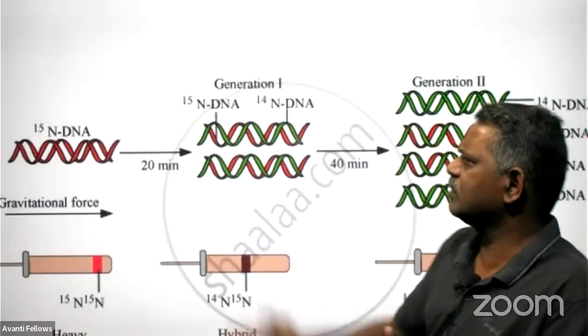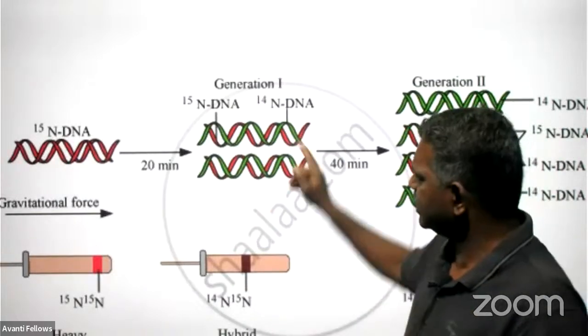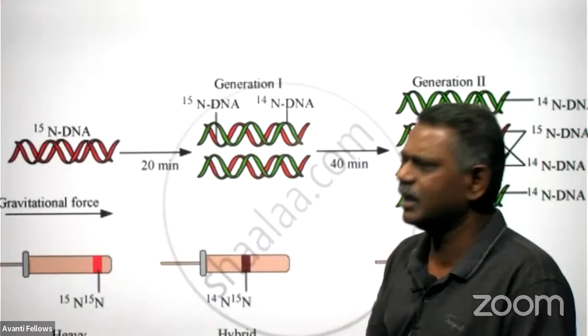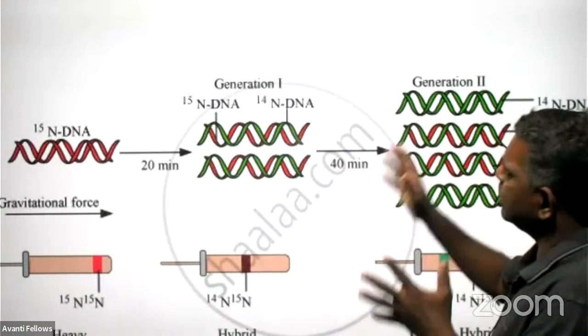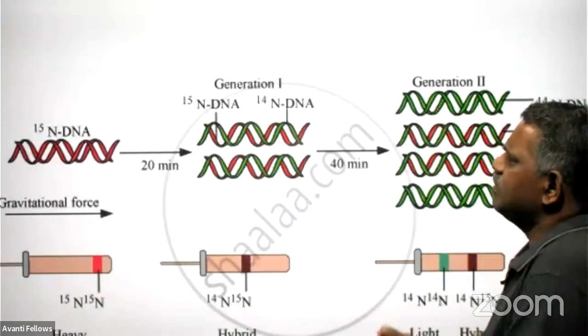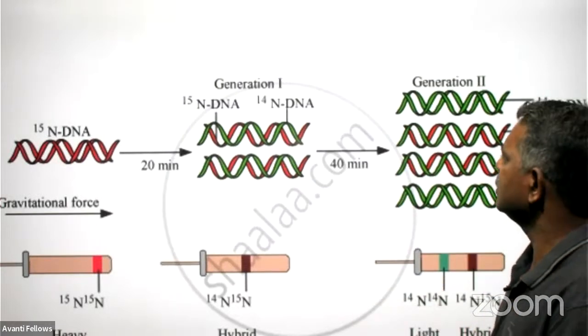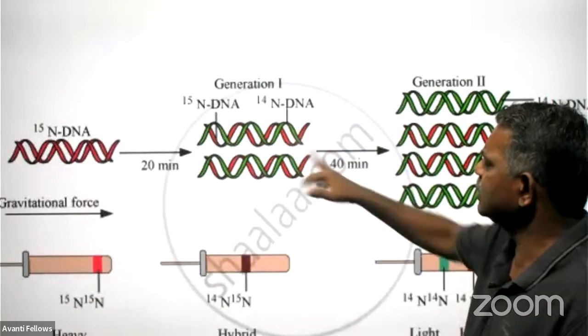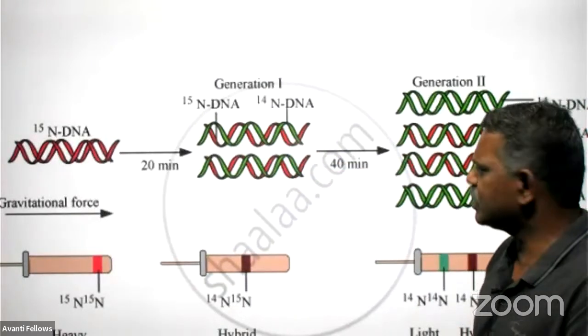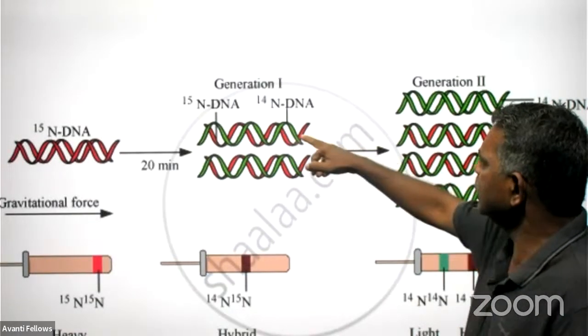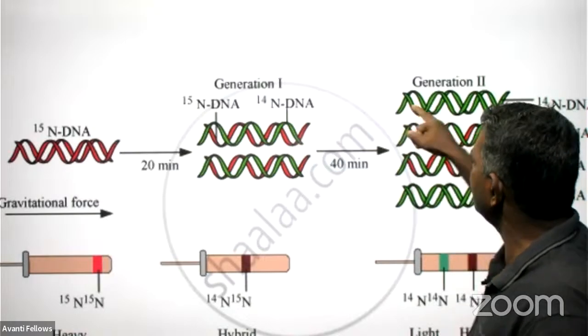Ammonium chloride consists of N14 only. That is why the second strand is the light one. And it is kept in the same medium only, for getting the second generation after 40 minutes. And this will go for replication. This is also going for replication separately, independently. So it separates, and the light strand produces another light strand.